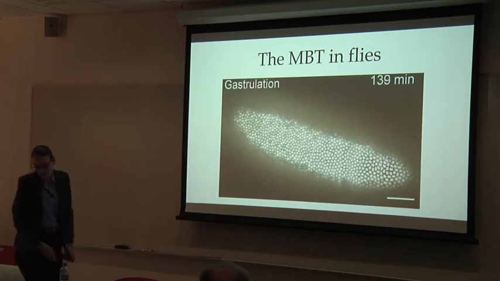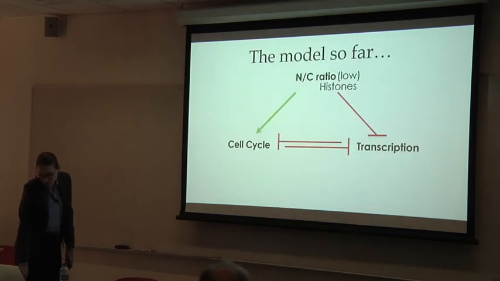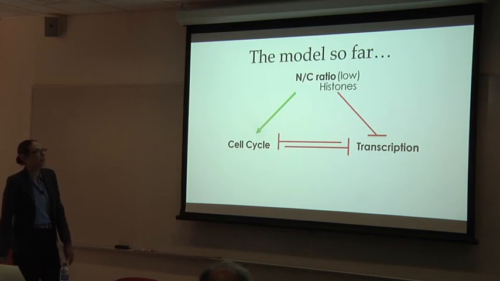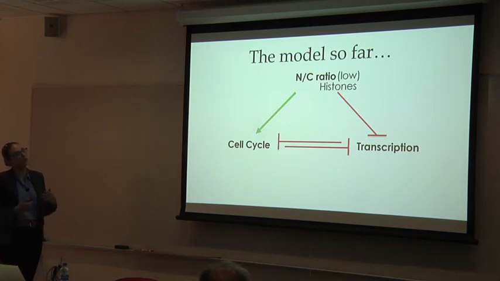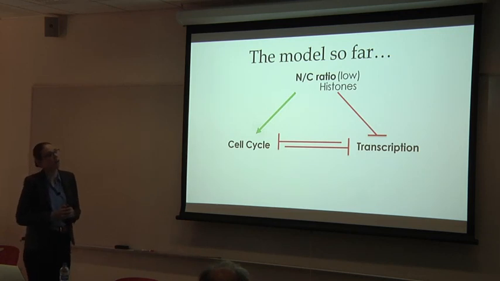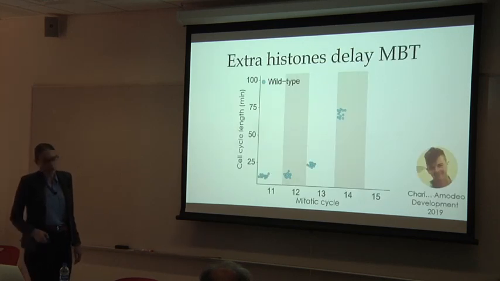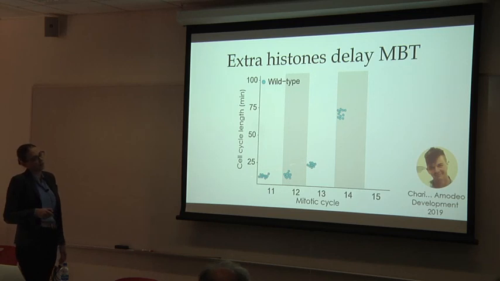Okay, so the first thing we wanted to know is, is this generalizable? Does this work the same way in Drosophila as we think it does in Xenopus? So we wanted to manipulate histone levels and see if we got effects on either transcription or cell cycle in flies. So I told you that flies do 13 fast divisions. They're actually not all exactly the same length. The 13th one is a bit longer than the ones previous. And then they slow down in cycle 14.